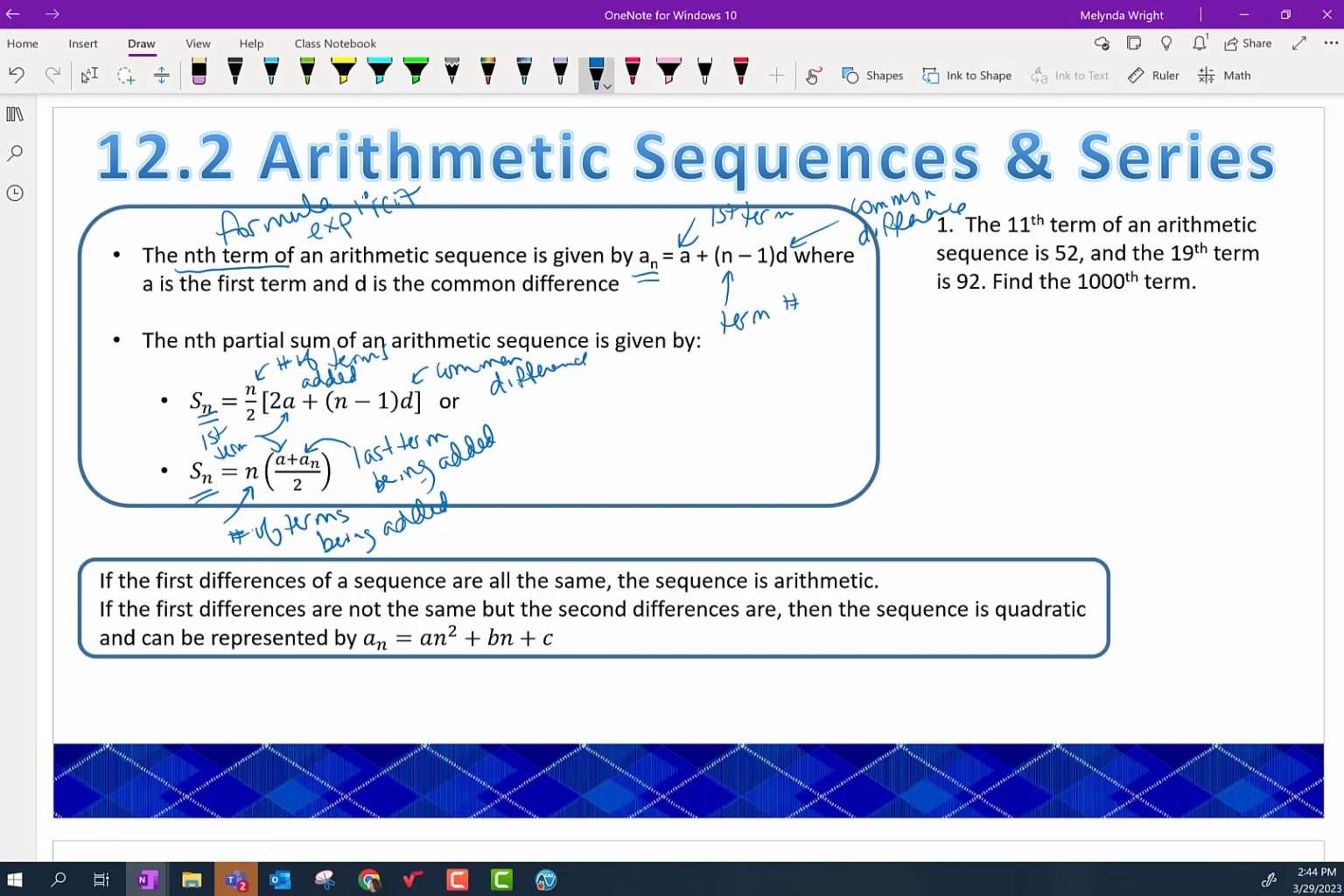Okay, all right, so N is the number of terms. There's two different N's. There's another one there. So that kind of labels all of those variables to let you know what they stand for.